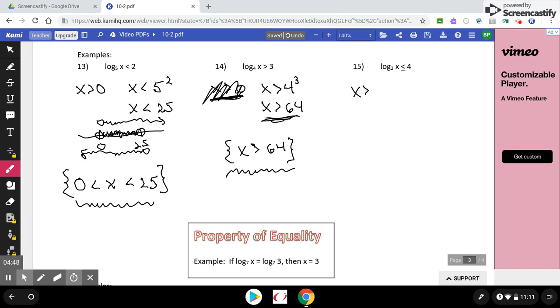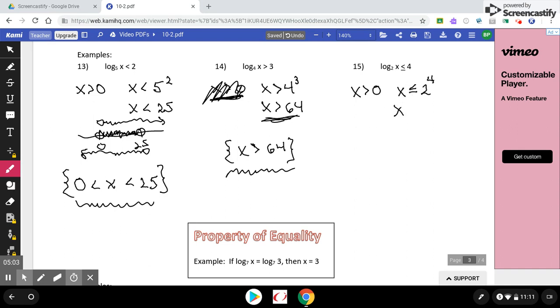I already know my answer has to be bigger than 0. It's impossible to be a negative number. Usual procedure. I got a base of 2. I got an exponent of 4. I'm going to leave the x where it was.